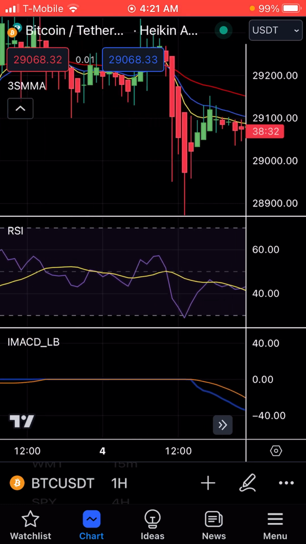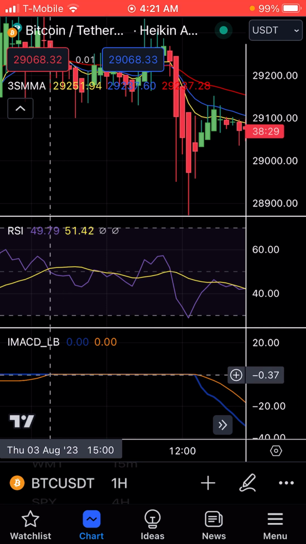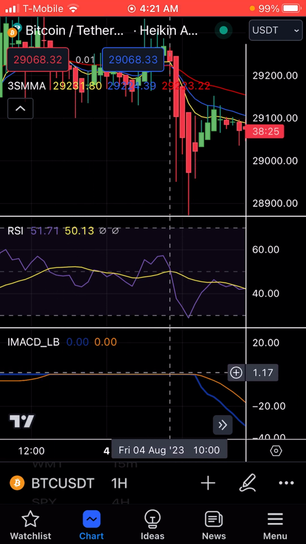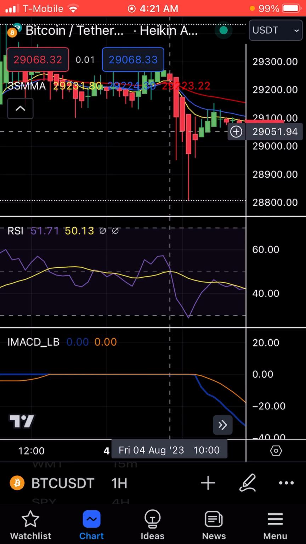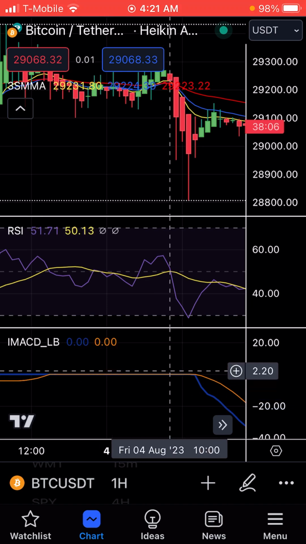Now you notice right here on the impulse MACD how it goes flat. This is a consolidation zone. This is a period of consolidation, and this is telling me do not take any trades right now because the market is consolidating. When it starts going flat, when both lines are flat and there's not any movement, and it's all at zero here, you'll see it's around zero.